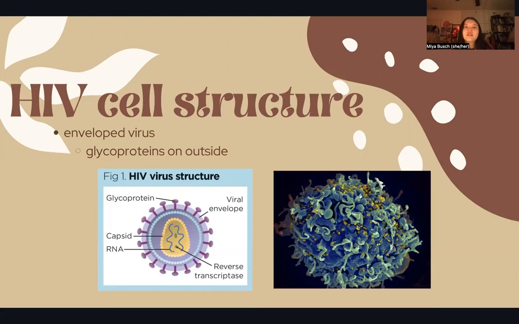So this is the HIV cell structure. The picture on the left shows the actual HIV virus, and it has the viral envelope and then the glycoproteins, which kind of look like spikes, but they're not. And then the picture on the right is a picture of an infected CD4 plus cell. So yeah, you could just see how it looks different.